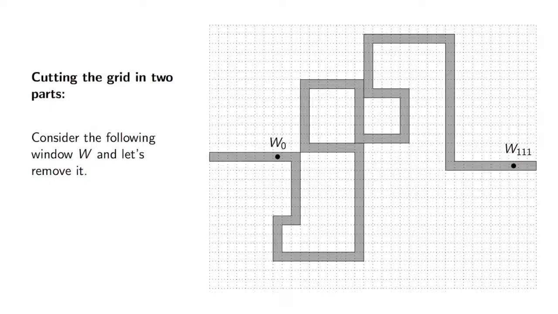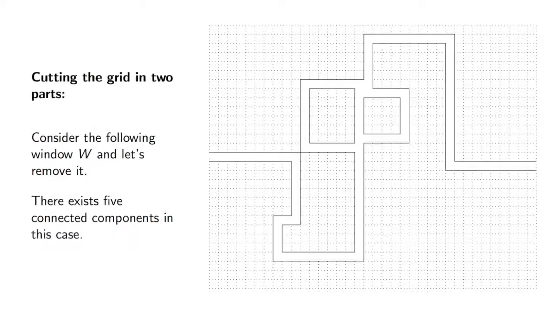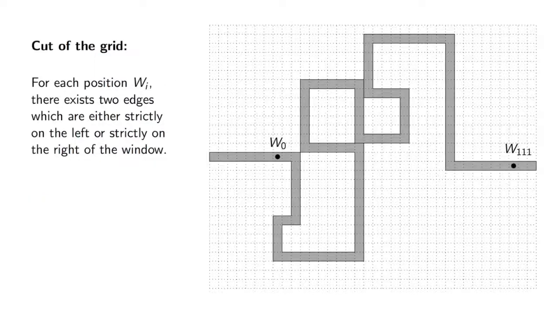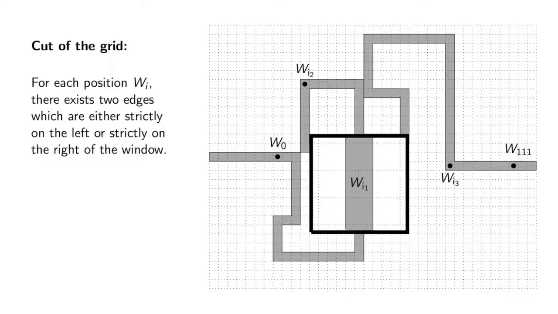Now consider a more complex example. Here, another window W. Let's remove the positions of W. Here we disconnect the graph into 5 connected components, whereas we want to obtain only 2 components. Then we need another approach. Let's look at our window W. We start by defining locally the left and right side of W. Consider the following positions of W at index I1, I2 and I3.